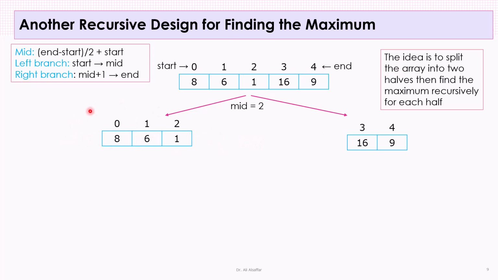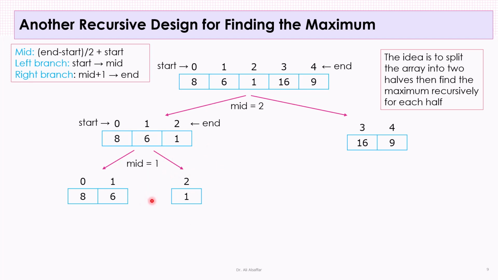So let us start with the left branch. The value of start is equal to 0 and the value of end is equal to 2. To find the middle index, you subtract 0 from 2, so 2 minus 0 is 2, divided by 2 is 1, plus 0 is equal to 1. So the middle index is equal to 1, so therefore we need to split this half at index equal to 1. So the first half will be from 0 to 1, so from start to mid, and the second half will be from mid plus 1 to end, and mid is equal to 1, plus 1 is 2, and end is 2. So this half will start from 2 and end at 2 at the same time.